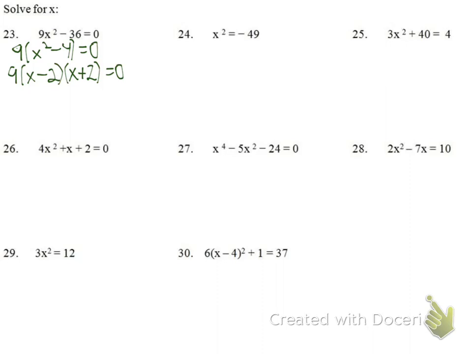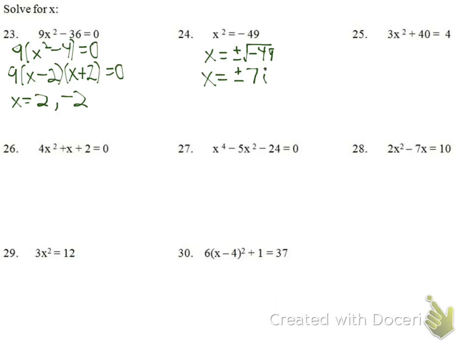So our two solutions: x minus 2 equals 0 gives us a positive 2, and x plus 2 equals 0 gives us a negative 2. So our two solutions are 2 and negative 2. Number 24, we have x squared equals negative 49. We're going to take the square root of both sides, which gives us plus or minus the square root of negative 49. Now if it was a positive 49, we would just say 7. But since it's a negative and we have an imaginary number, it's going to be plus or minus 7i.